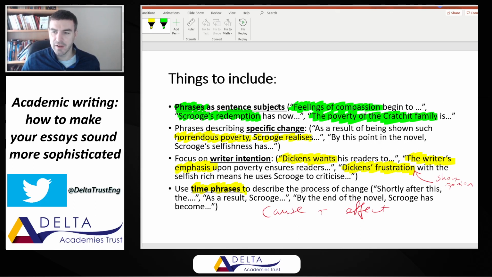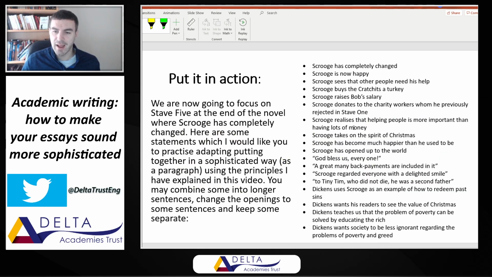There they are again. So pause the video if you want to make a few notes, or make a few examples so you can see them, and then we'll go back. I want you to put into action what I've tried to teach you in this video. So we're going to focus on stage 5 at the end of the novel, as I've just put. So focus on stage 5.